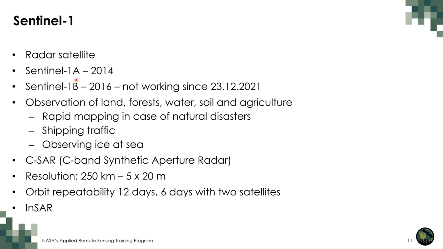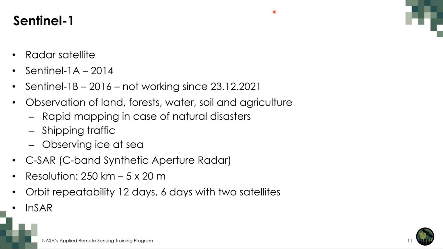It is a radar satellite. The first one was launched in 2014, the second one in 2016, and it is aimed at observation of land, forests, water, soil, and agriculture. It is also very important for rapid mapping in case of natural disasters. Sentinel-1 is also capable of doing ship traffic observation and observation of ice and sea. It is a C-band synthetic aperture radar. We will see what that means for the observation of vegetation in a couple of minutes.